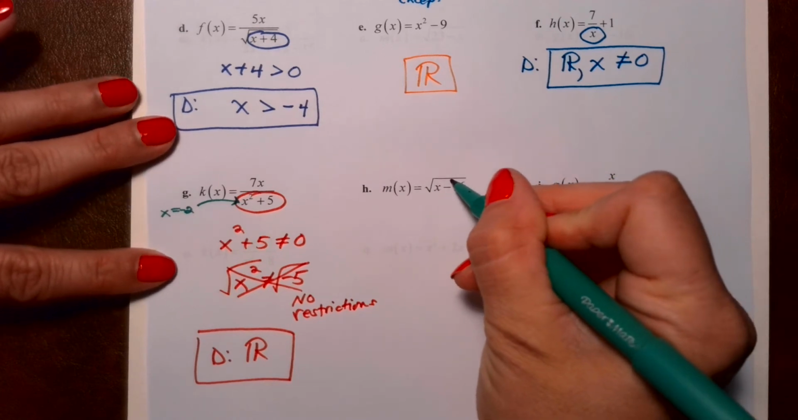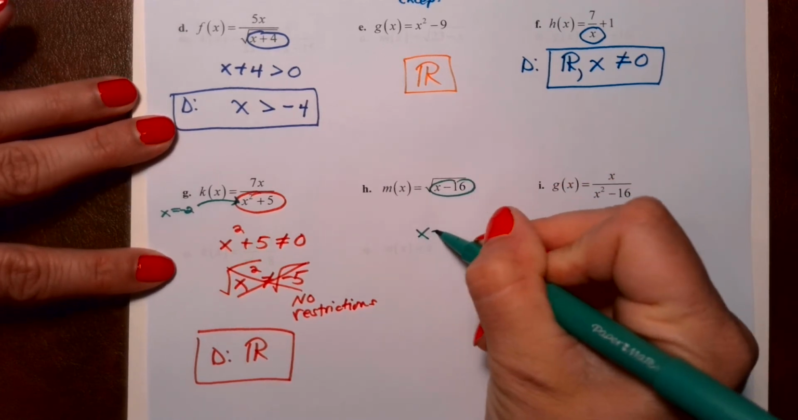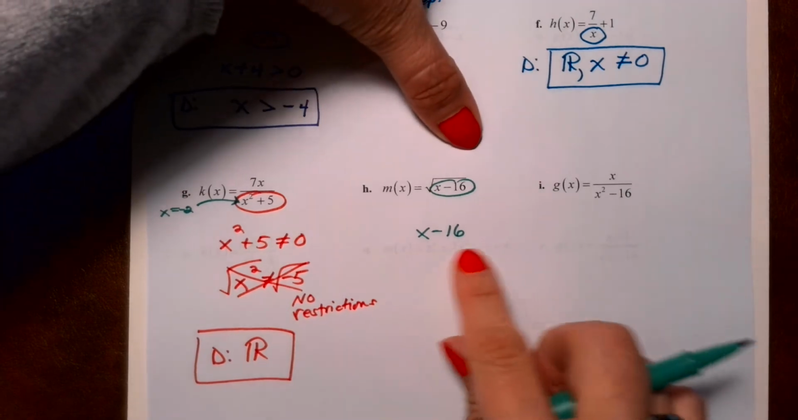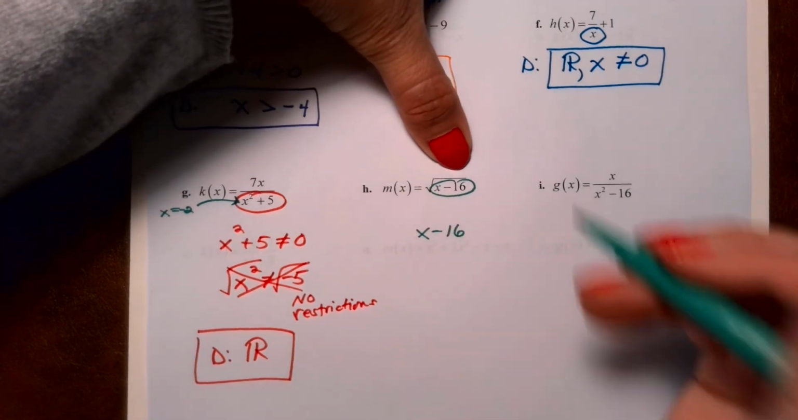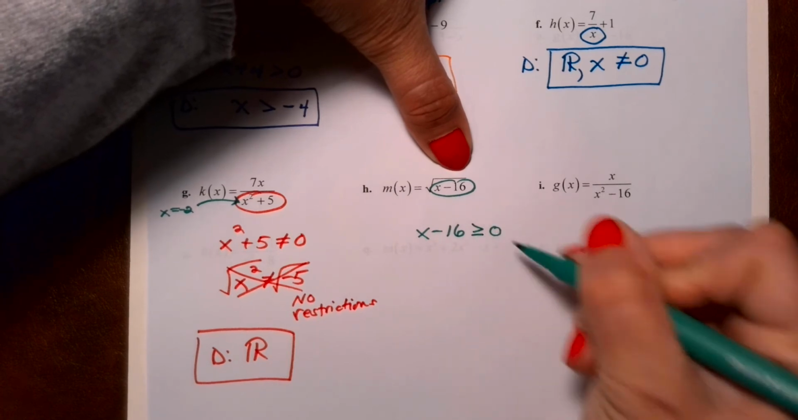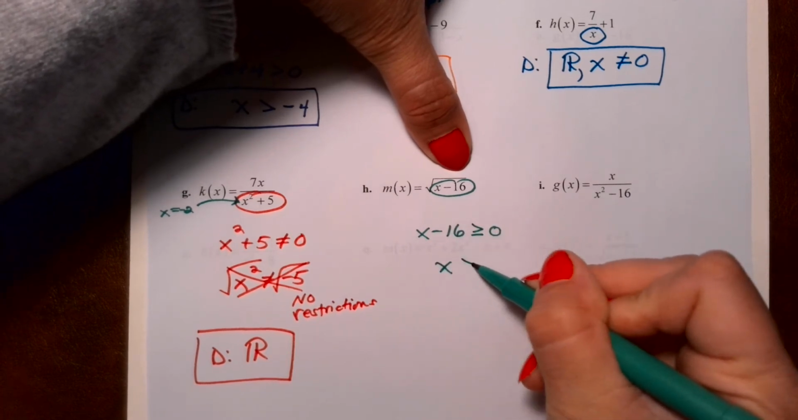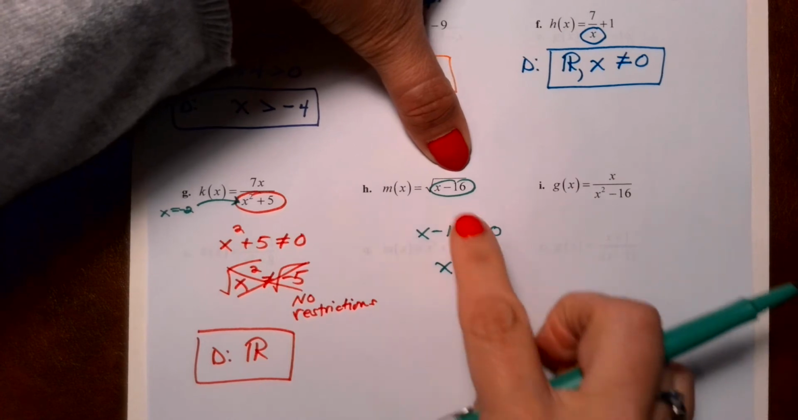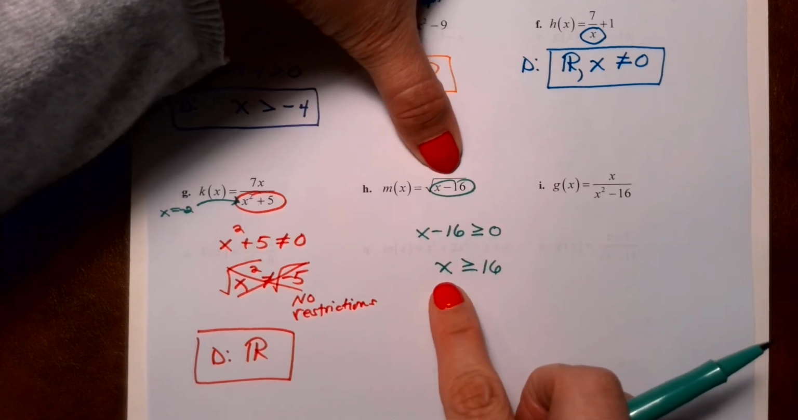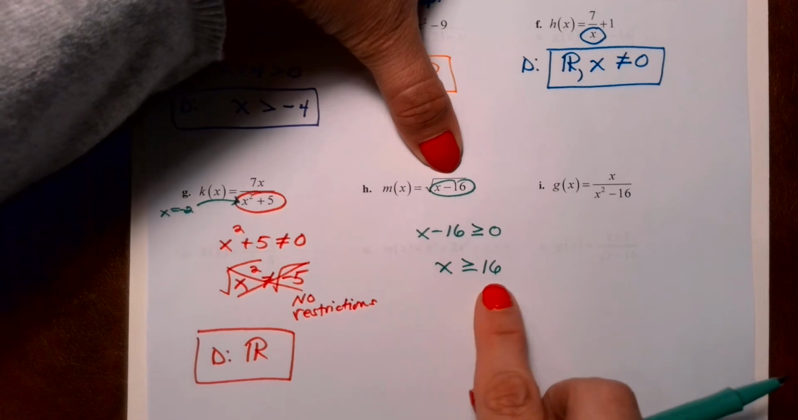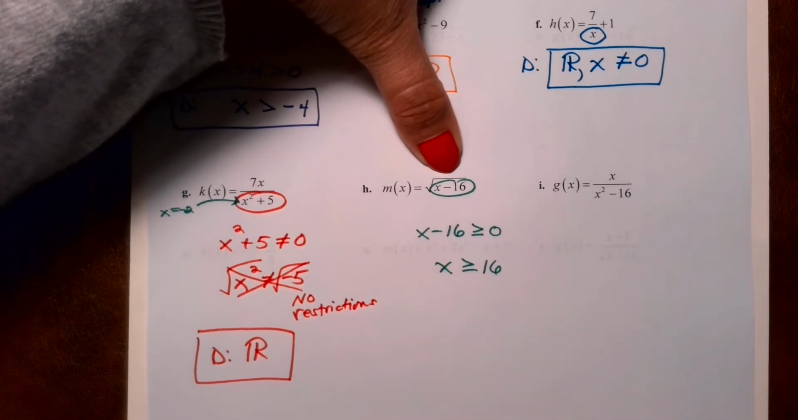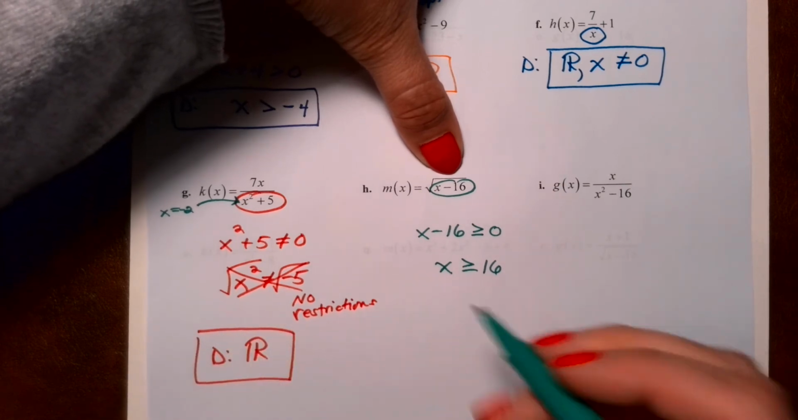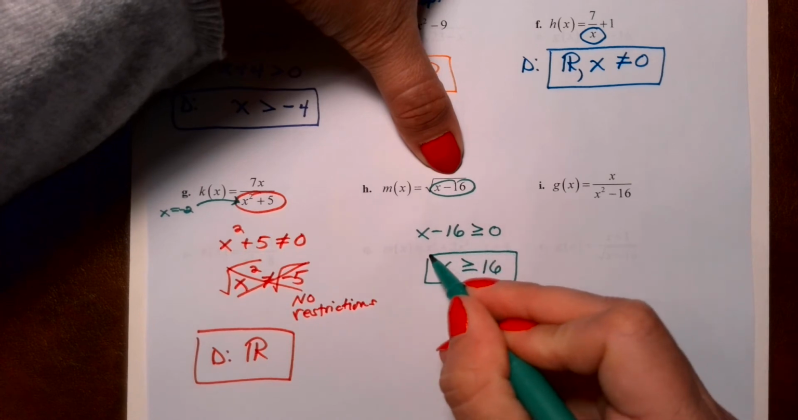Letter M, I see an expression in a radical. What is the inequality you write for this? We're going to say greater than or equal to 0, and then add the 16 to the other side. So what numbers can you use? All numbers greater than or equal to 16. Do I have to say all reals? No, that's kind of redundant. You don't say all real numbers and then just the ones that are more than 16. You just leave it alone.